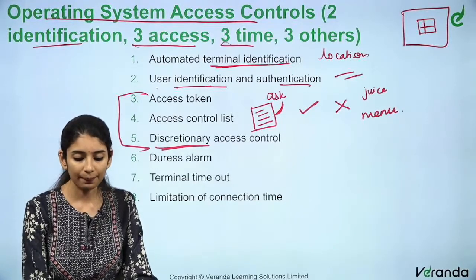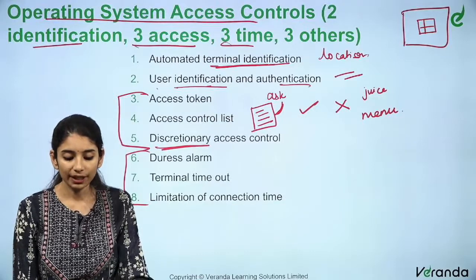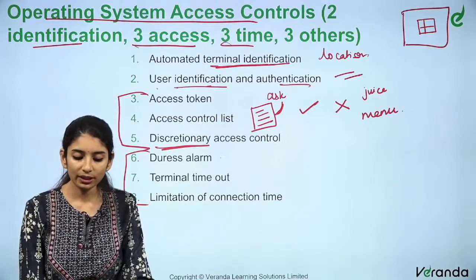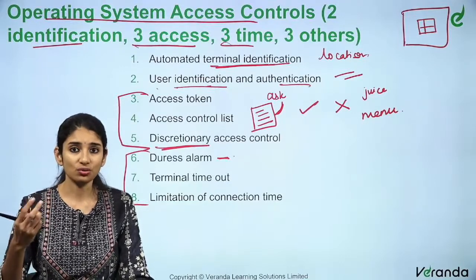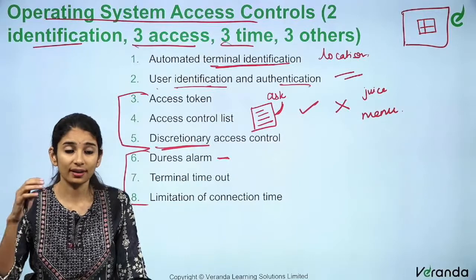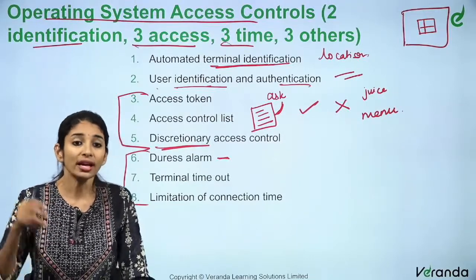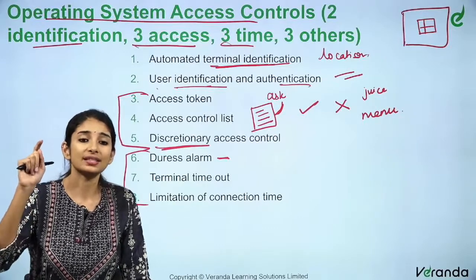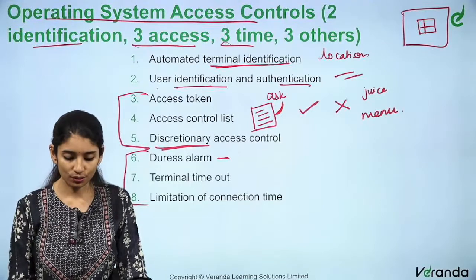3 points on time. Duress alarm, terminal timeout and limitation of connection time. So then it's duress alarm. In case of any situation where someone is trying to get extra information from me, or I have understood that someone has accessed my computer and is going to take confidential information, in that case I need to have an option to press the SOS button, which means press an alarm and highlight the system administrator.